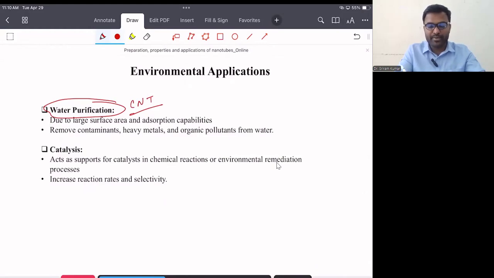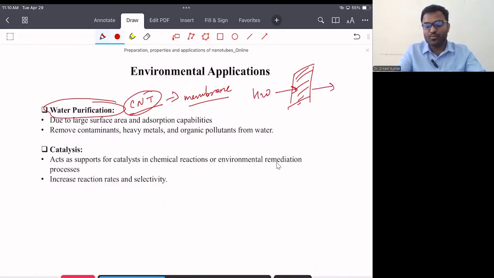We can use CNT as a membrane. Suppose we have the membrane here and we have water, and we pass this water through that membrane. If it is dirty water, we will get purified water. So what happens?